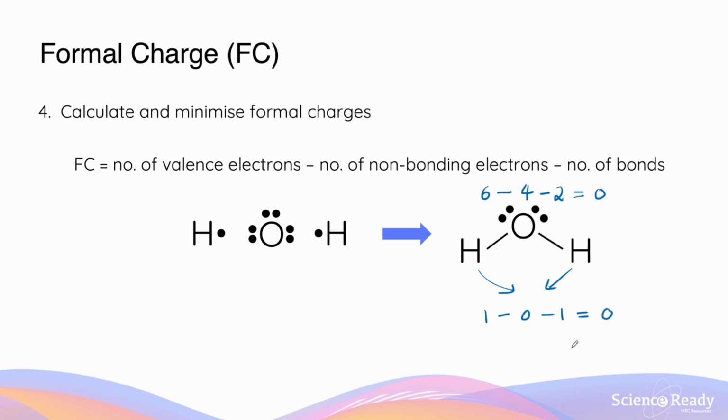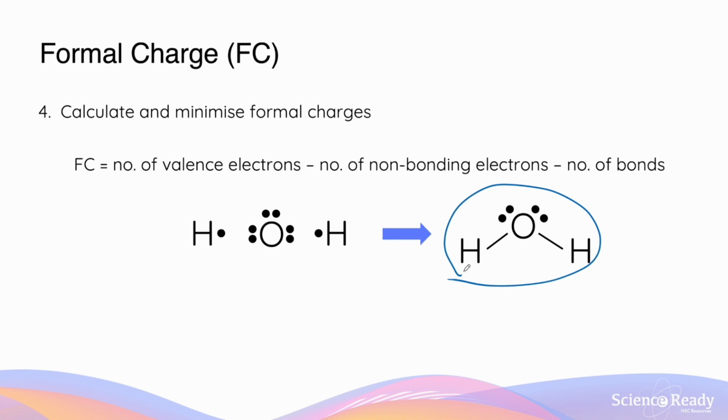This is the ideal case for molecules, when the atoms have a formal charge of 0. So when this is the case, there's nothing more you can do. Since this structure for water has already satisfied the octet rule, and the formal charges of all the atoms are already minimized, that is equal to 0, this is the correct Lewis dot structure for water.